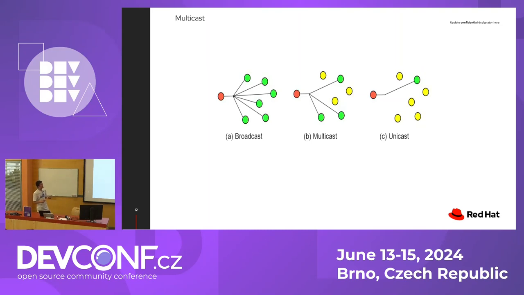After talking about forwarding unicast packets, what about multicast? Here's the difference: broadcast packets are delivered to all the hosts. Multicast is only delivered to the hosts that are interested in the packet. Unicast is delivered directly.